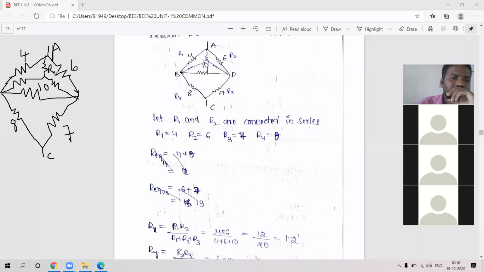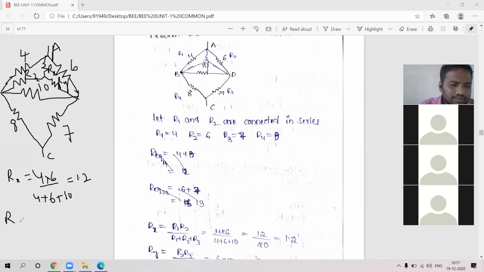Inside you are getting a star, meaning Rx, Ry, Rz. Tell me the Rx value. Anyone? Rx is equal to 1.2. Okay, 4 into 6 by 4 plus 6 plus 10, which is 24 by 20, equal to 1.2. Okay, 1.2.